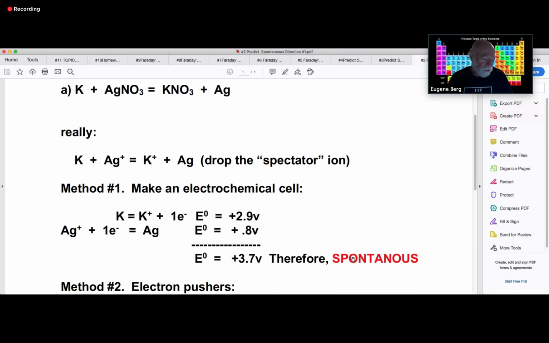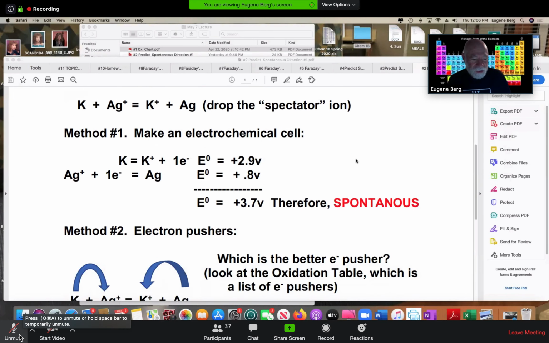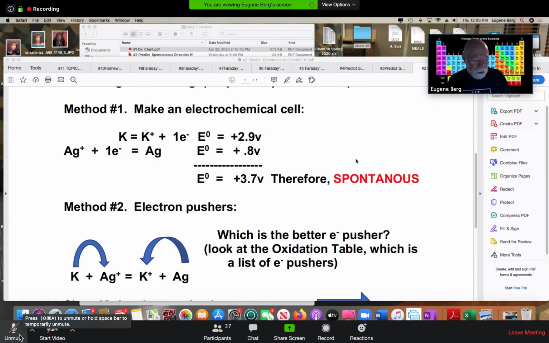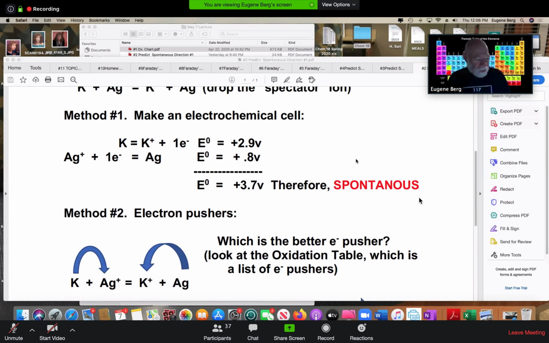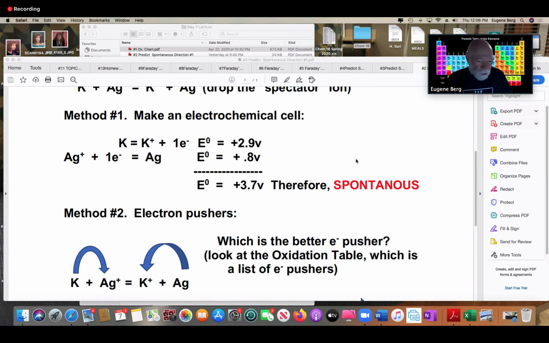I'd like to now show you my favorite method, method number two, which I entitle electron pushers. Okay, so we're looking at the guts of the reaction. Now, remember that the table I passed out to you is a list of oxidations, and the Berg term for that is they're called electron pushers. In other words, look at every single half reaction, and you notice they're producing electrons, they're pushing electrons. So what you want to do is see which one's the better electron pusher.